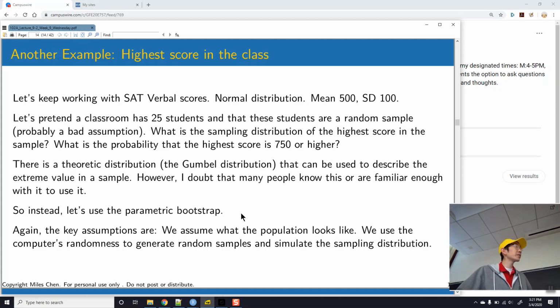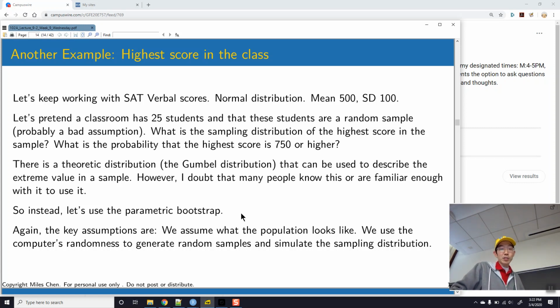Here's another example, okay? We're going to continue working with the SAT verbal scores. So let's pretend a classroom has 25 students, and maybe these students are a random sample, right? This is probably a bad assumption because, at least in America, classes are not random samples. They group the smart kids together and the kids who don't perform as well together, so they segregate students based on perceived ability, okay? But anyway, let's just pretend we got a random sample of 25 students.